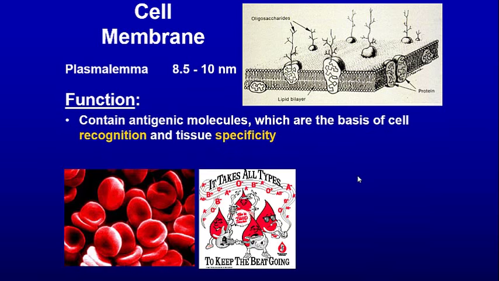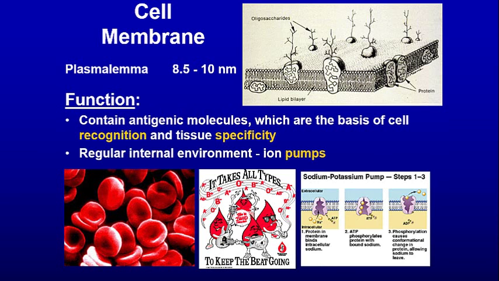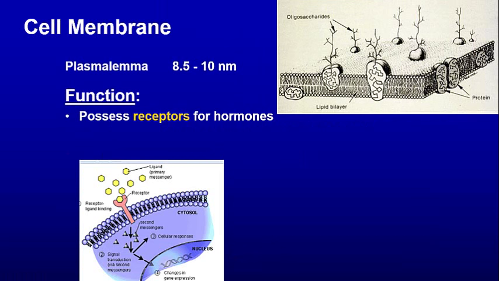Also, the cell membrane contains antigens, molecules on the surface, which is a basis of recognition and tissue specificity. Epithelium is different from connective tissue because of things on its surface that make it identifiable. Cancerous cells are identified by macrophages because of structures on the surface. Also, the membrane has a series of pumps and devices, ionic pumps that pump out and set up gradients that can be used for things to pass through. Also, they possess receptors, and some of these are receptors for hormones.